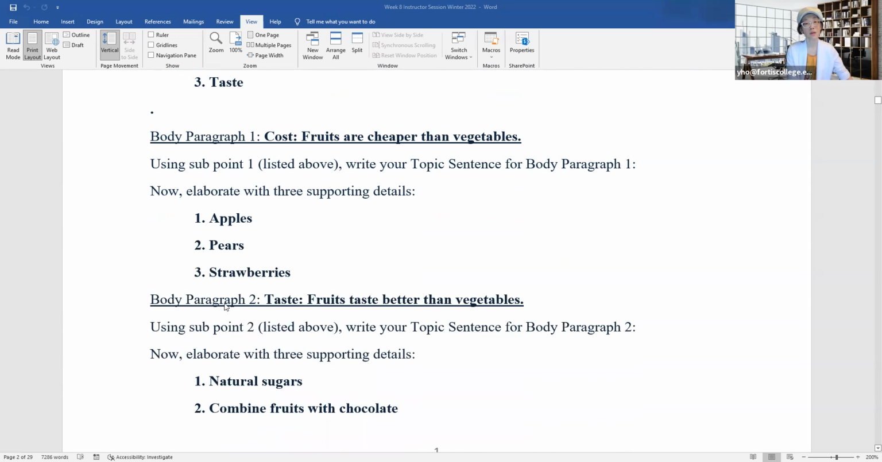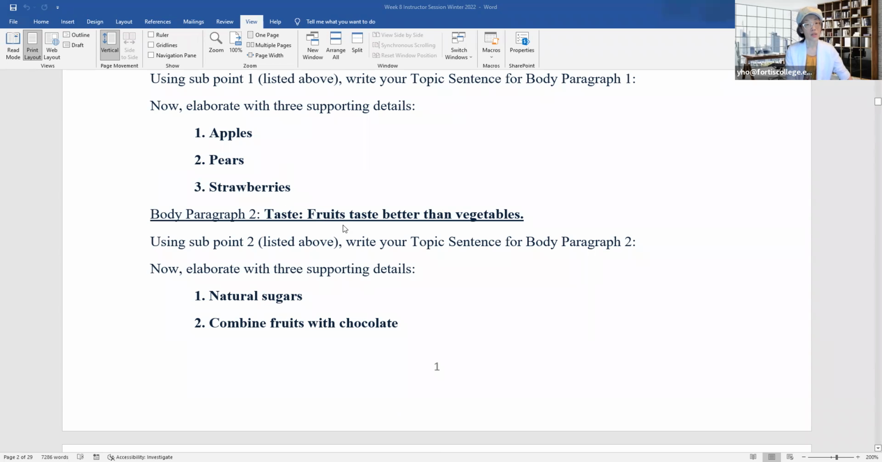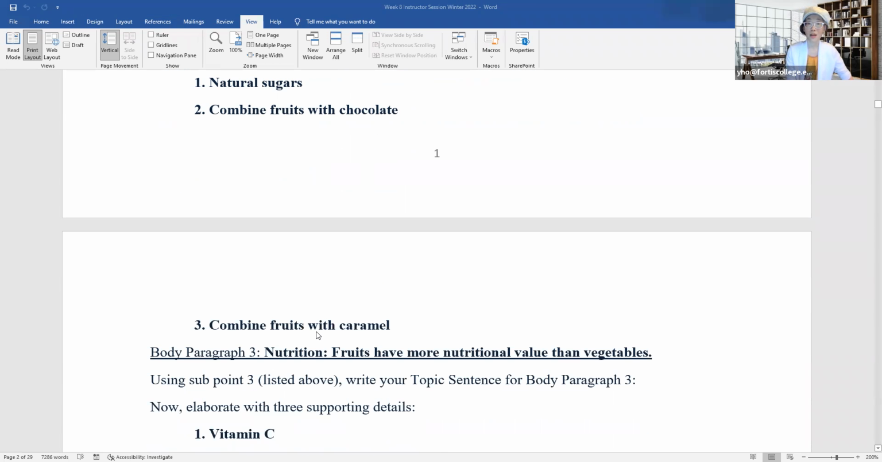The first body paragraph will talk about cost. Fruits are cheaper than vegetables. From here, you give examples such as apples, pears, and strawberries are all cheaper than vegetables. You would give the cost from, say, a grocery store, and then you would use an APA source to back that up. Taste: fruits taste better than vegetables because fruits have natural sugars, and you can combine fruits with chocolate, and you can combine fruits with caramel.